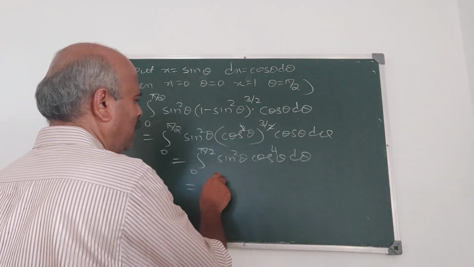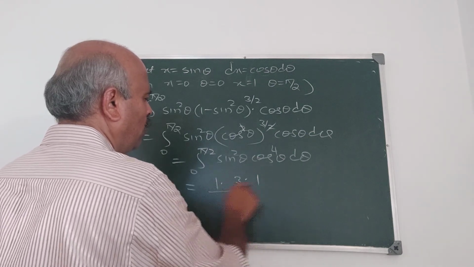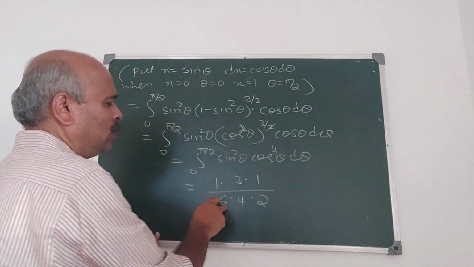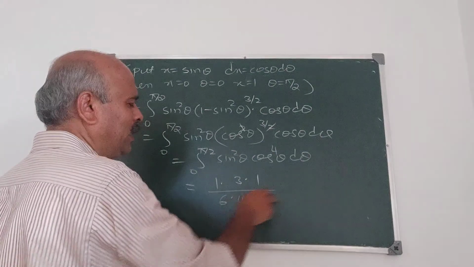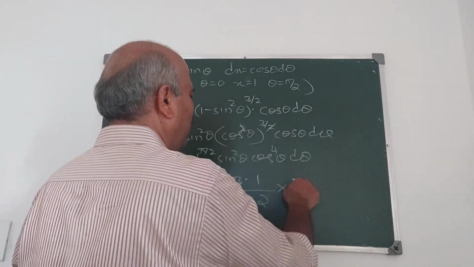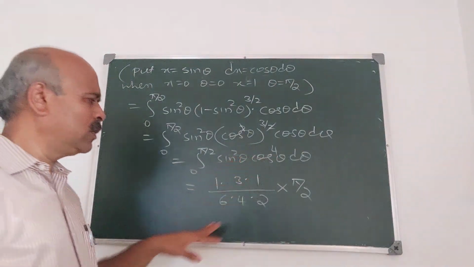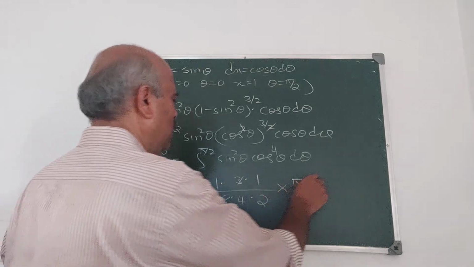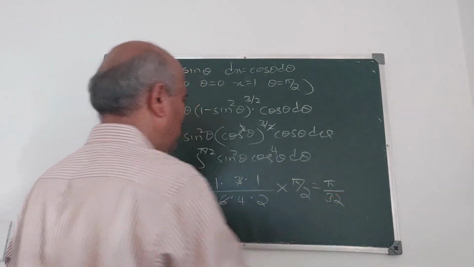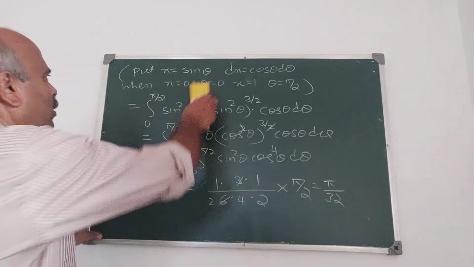How to apply the formula? P minus 1, then q minus 1 is 3, 1, denominator 6, 4, 2, denominator p plus q, 2 plus 4 is 6, then each factor decreases by 2, 6, 4, 2, into pi by 2, because both p and q are even. 3 into 1, and 6 into 4 into 2, so pi by, is it 32? Pi by 32, yes, this is the problem.